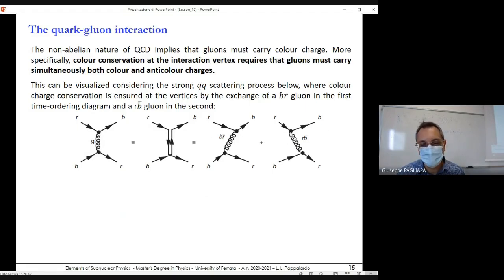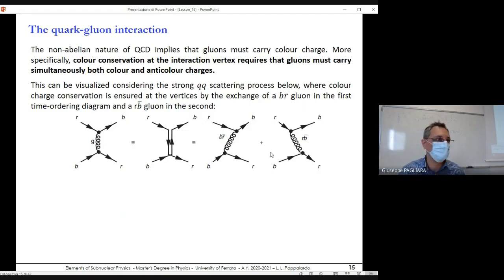And this we can actually split in the two time orderings. If you remember, Feynman diagrams actually include all the possible time orderings. Okay, so this we can split now to understand better what is going on. So in the first time ordering, it is a blue quark that radiates a blue anti-red gluon. In this way, the anti-red cancels the red here and the red there, and so we have our blue flowing in this way, exactly the way it is depicted here.